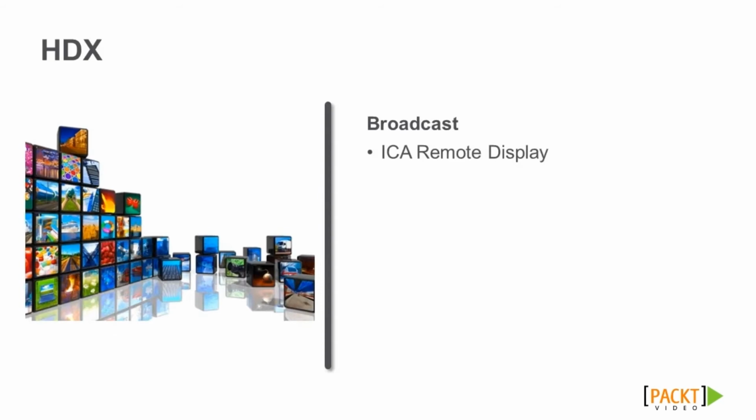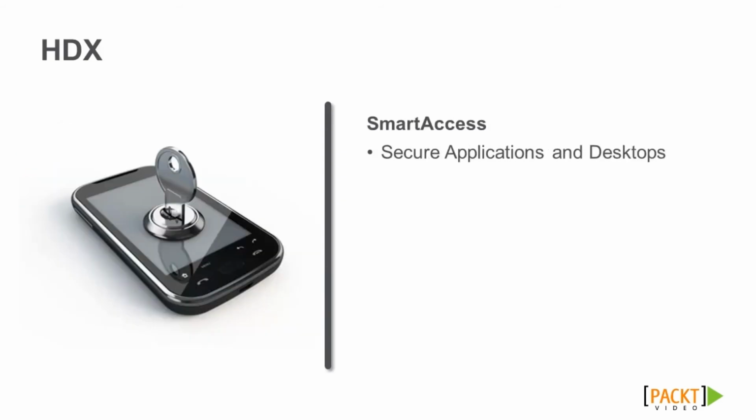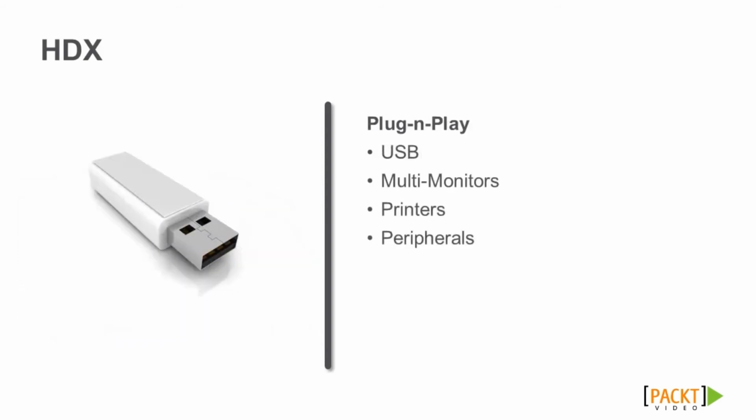HDX Broadcast leverages the ICA Remote Display Protocol to optimize the reliability and performance of hosted virtual desktops and applications over any network, enabling a high-definition user experience when accessed on the corporate network or from outside the corporate network for remote desktop access. HDX Smart Access allows users to securely access desktops and applications using any device in any location, including home computers, kiosks, and mobile devices. In a virtual desktop or virtual application environment, HDX Plug and Play enables simple connectivity for USB, multi-monitor, printers, and other peripheral devices as well as local machine resources.